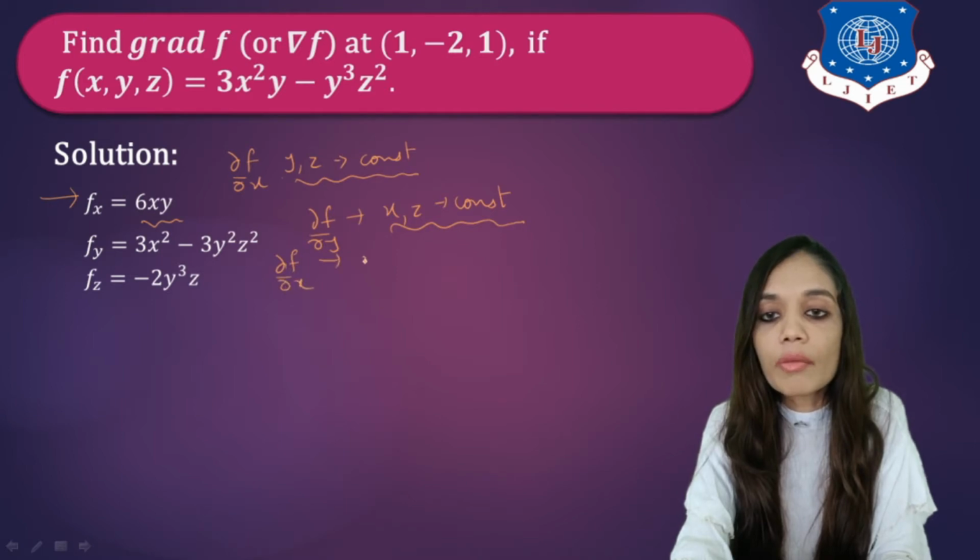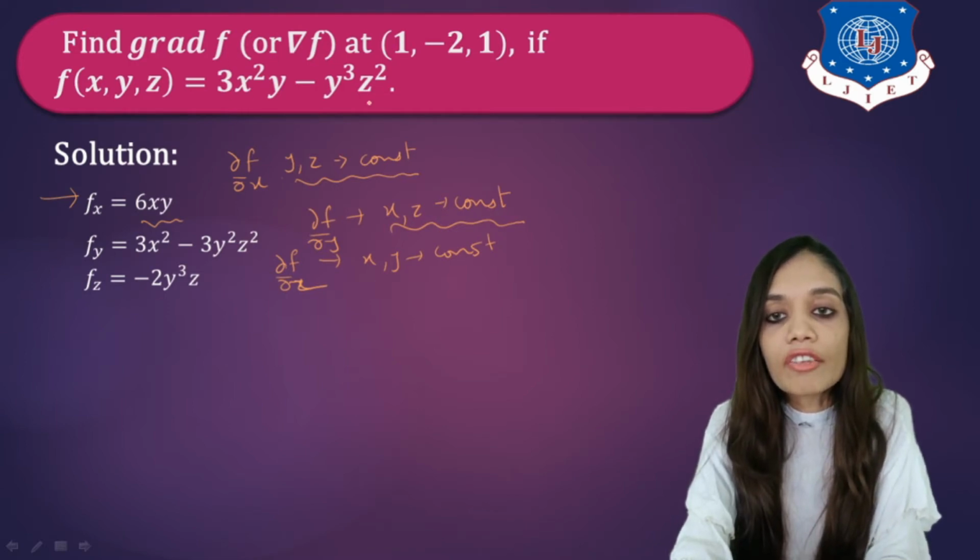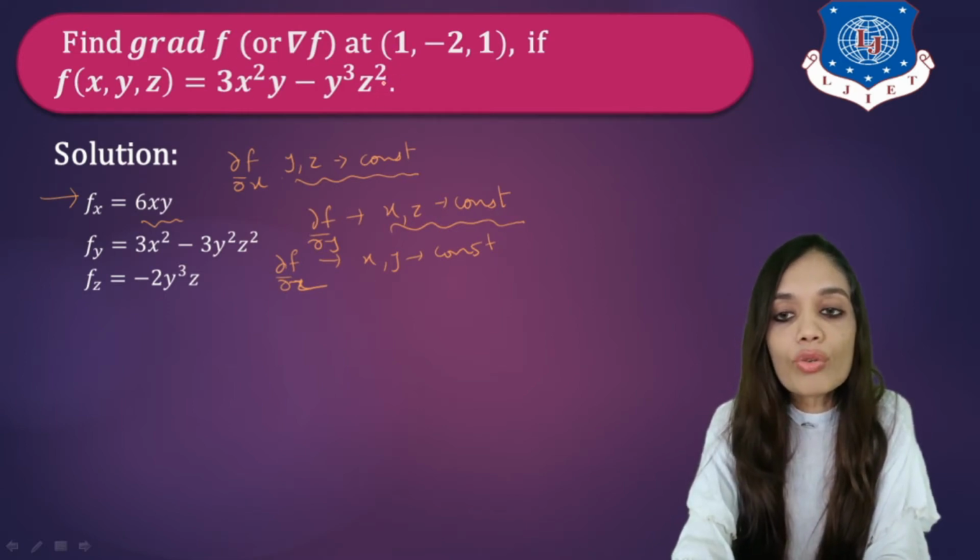Here we will keep x and y as constant, right? Keeping these two constant, you will get fz equal to minus 2y cube z, because these two are constant, so the derivative will be equal to 0, right? And the derivative of z square will be 2z.